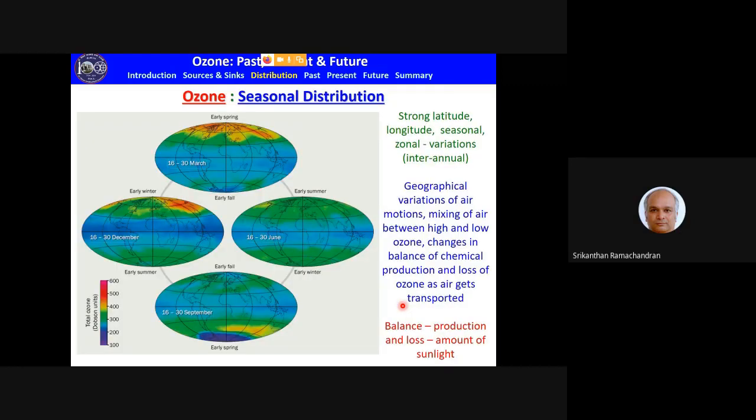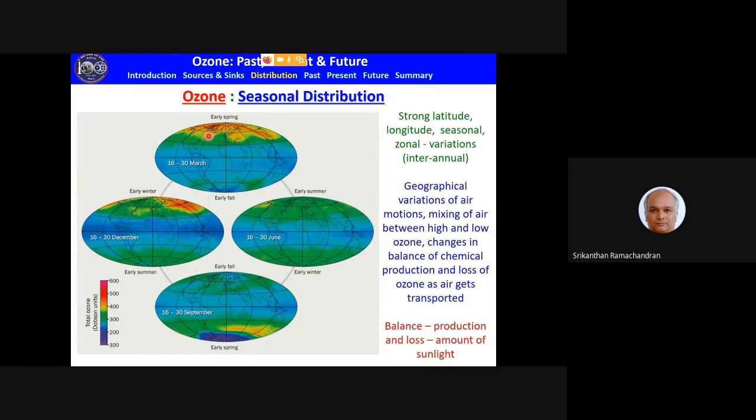If you look at the spatial and the seasonal variation, the ozone exhibits strong latitude, longitude, seasonal and zonal variations, and in addition, interannual variations. Typically you see the early spring maximum as far as the northern hemisphere is concerned, while it is lower during summer and the fall. The orange and the reddish brown colors indicate high values of ozone, and the blue, green and purple indicate low values of ozone.